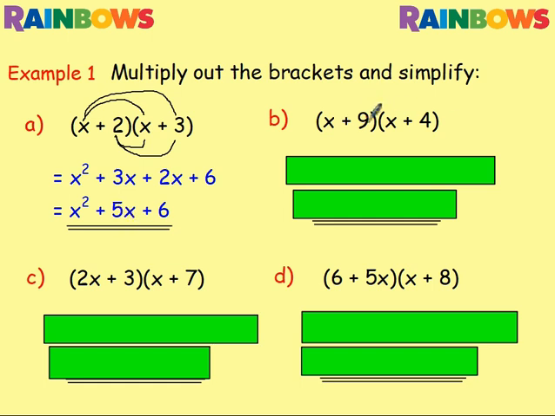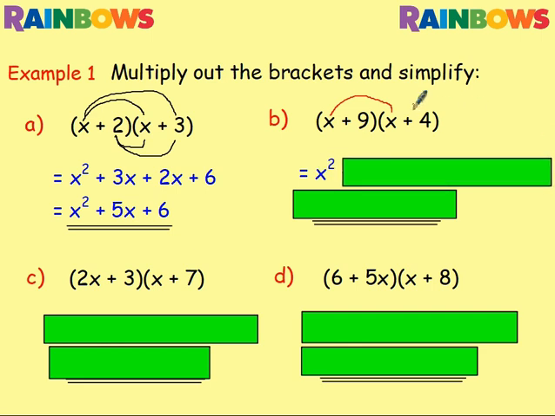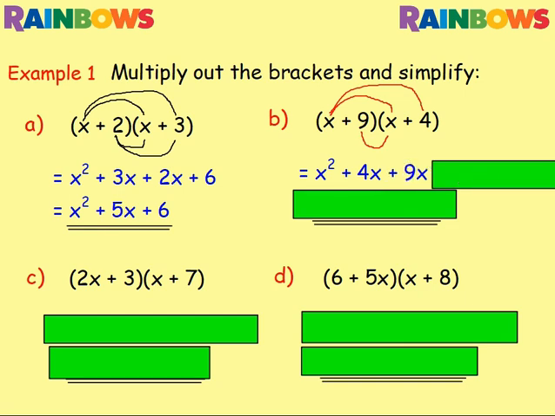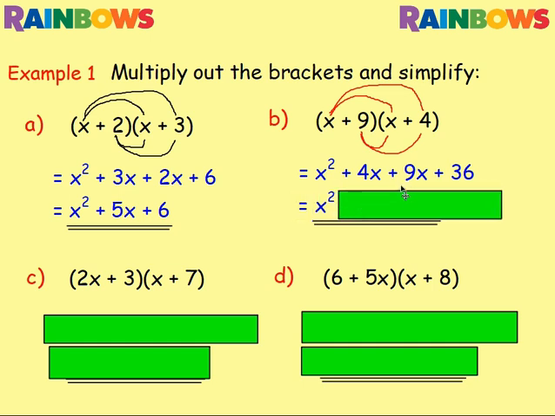Let's try another one. X plus 9 times by x plus 4. So x times x is x squared. Then you would have x times a positive 4. X times 4 is 4x. Good. And then you would move on to the 9 and do the 9 times the x. 9x. Good. And after that, you would have the 9 times by that plus 4. 9 times 4 is 36. Good. Simplifying that, you've only got x squared. There's no other x squareds to add or subtract. But you've got 4x add 9x. What's 4x add 9x? 13x. Good. And number-wise, you've got the 36. There's no other numbers, so it stays as 36.